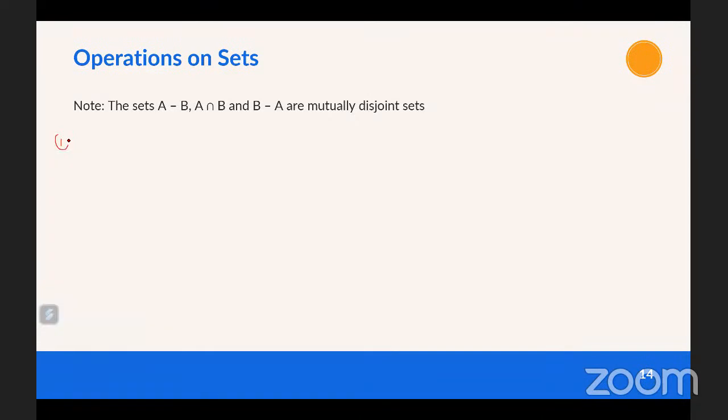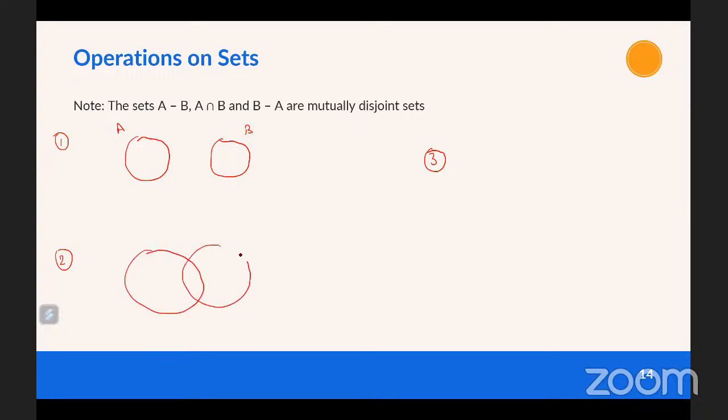Suppose we have 3 cases: case 1, case 2, and case 3. In the first case, set A and set B have no elements in common. In the second case, set A and set B have a small region which is common, or a few elements which are common to both. And in the third case, one set is inside the other set. Suppose set A is bigger and set B is smaller.